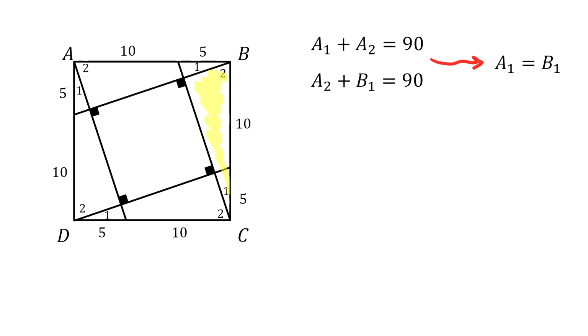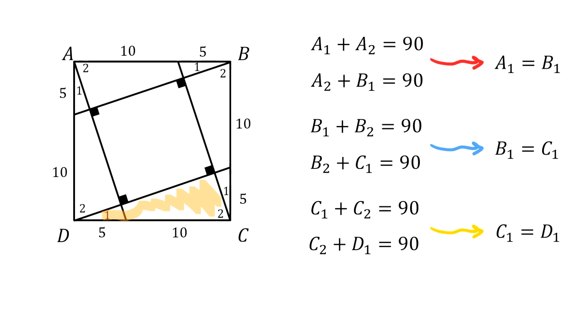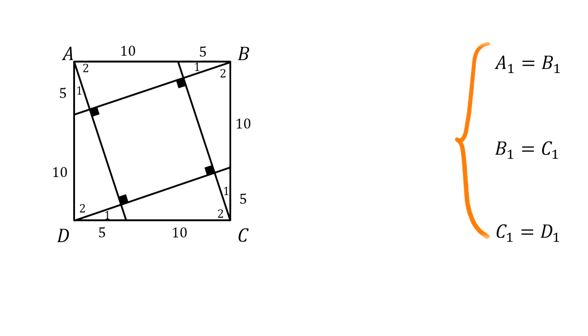B1 plus B2 equals 90 degrees, and B2 plus C1 also equals 90 degrees. Therefore, B1 and C1 are equal to each other. And now, the third triangle. C1 plus C2 equals 90 degrees, and C2 plus D1 also equals 90 degrees. Therefore, C1 and D1 are equal to each other. From these three equations we obtained, A1, B1, C1, and D1 are all equal to each other.